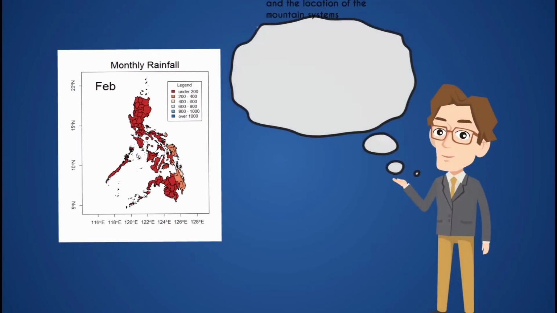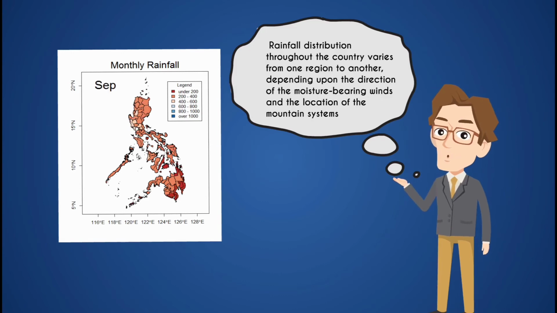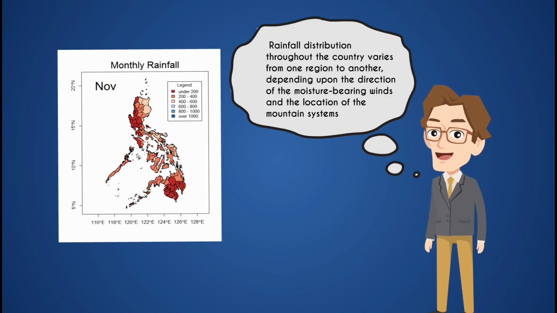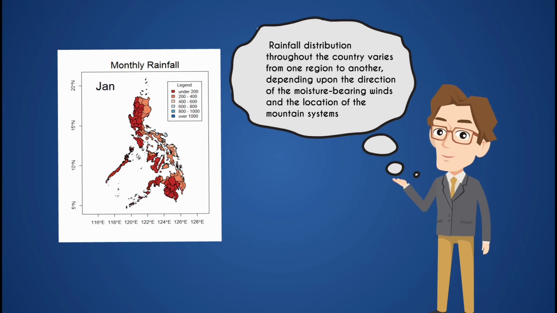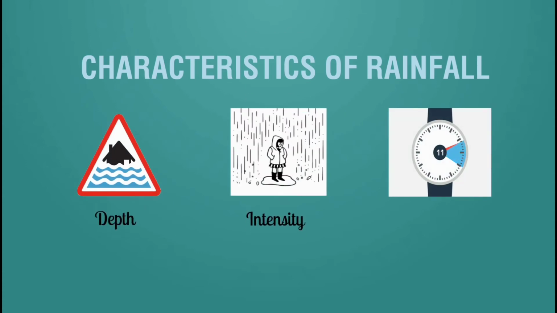Rainfall is the most important climatic element in the Philippines. Rainfall distribution throughout the country varies from one region to another, depending upon the direction of the moisture-bearing winds and the location of the mountain systems. The rainfall is usually characterized by the depth, intensity, and duration.